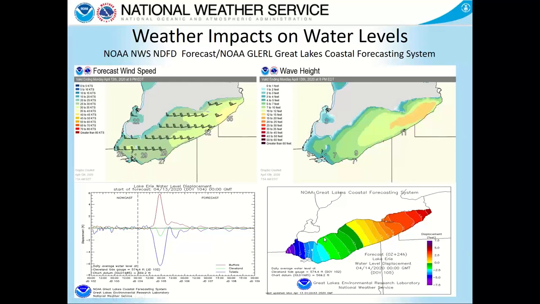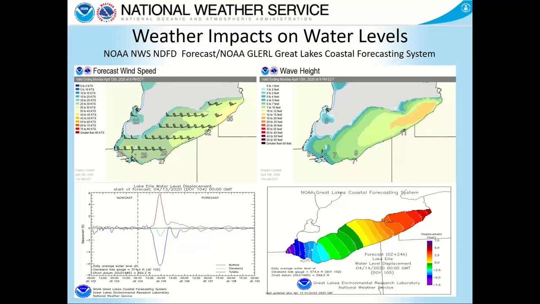The image here on the lower right shows an overview of what that displacement would look like, with the purples and blues showing the water level dropping, and the oranges and reds on the eastern end showing the water level rising. What's interesting about the weather events is that the wind speeds and wave heights all have impacts with the amount of coastal flooding.